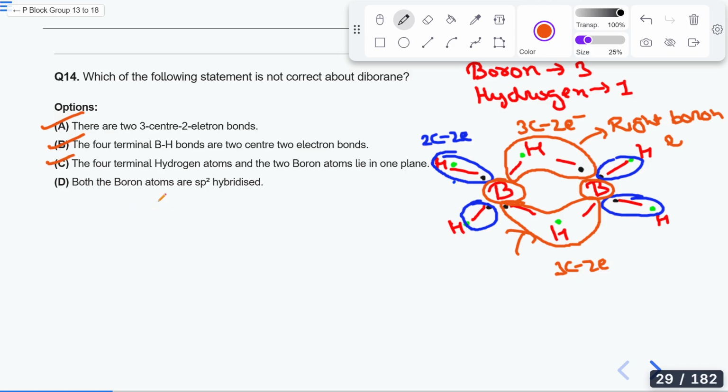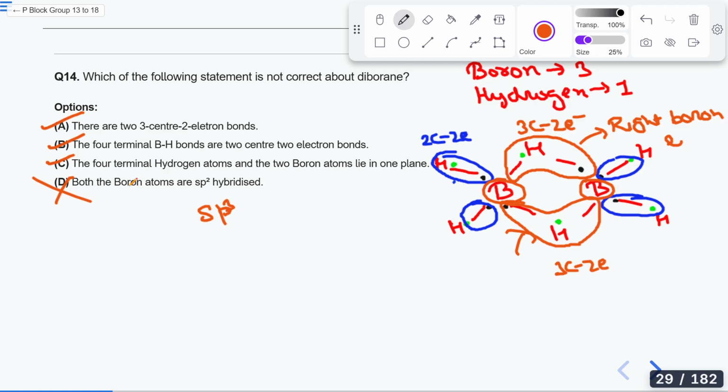What about this? What is the hybridization of boron? So 4 bonds are being made by the boron. 4 bonds. So it is sp3 hybridized, not sp2. This is not correct. Is it clear to everyone? Anyone having any doubt in this? Any doubt in this part?